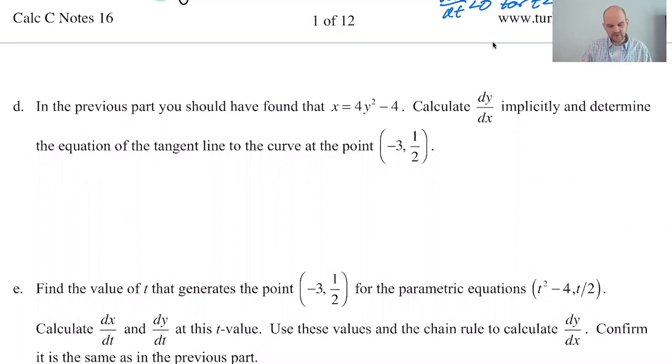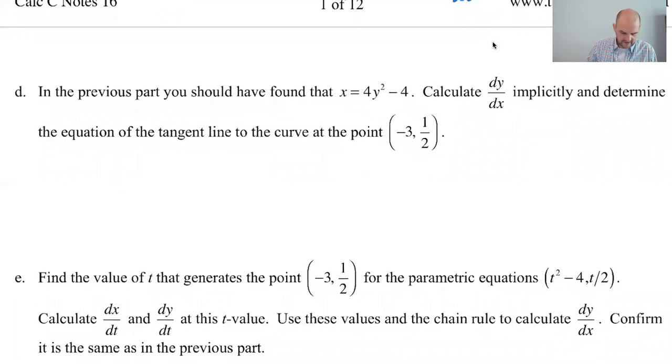We can eliminate the parameter, but that's usually not the point when you're dealing with parametrics. Usually the point is to independently look at left-right motion, up-down motion, and think about it. So here in the previous part, you should have found that x equals 4y squared minus 4.